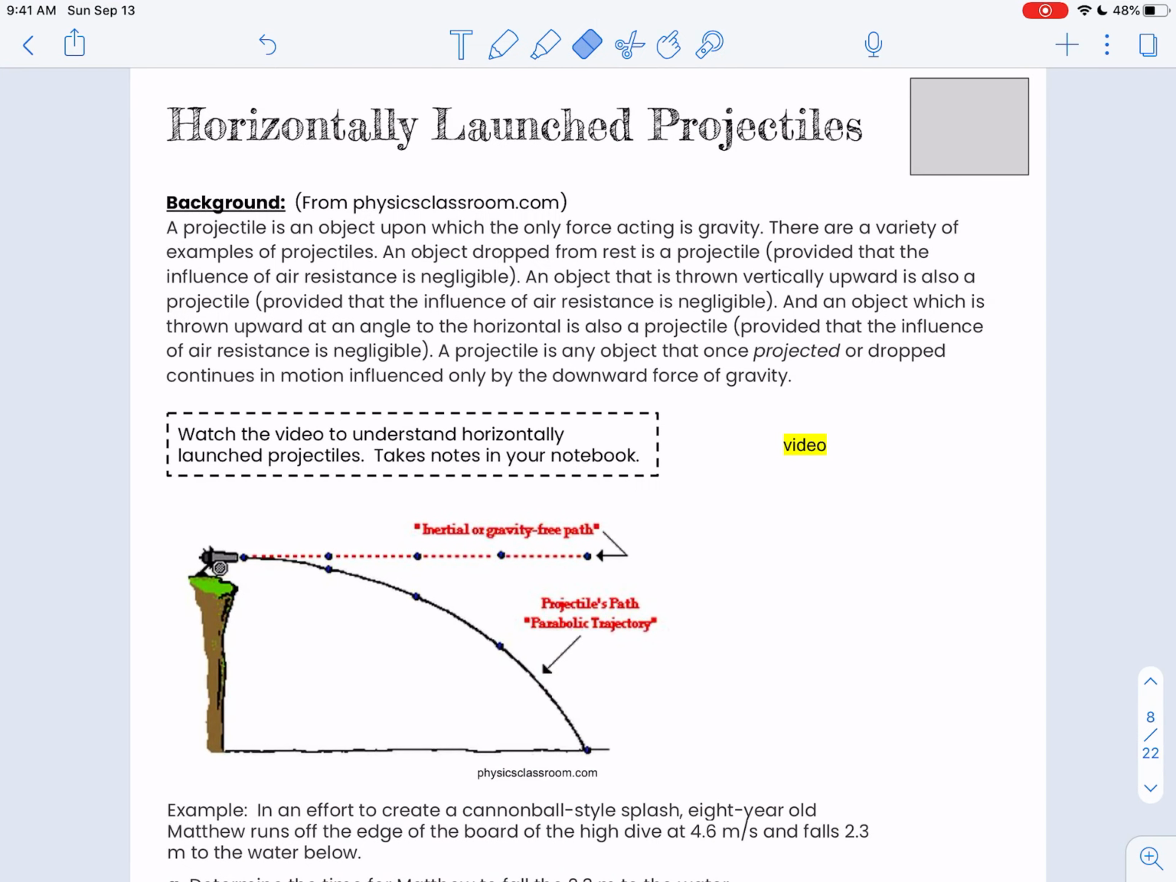All right, so this is how you solve a horizontally launched projectile problem. We're just going to practice the first day only solving ones that are horizontally launched, and then next class we will do things that are launched at an angle. Okay, it's a little bit tougher.